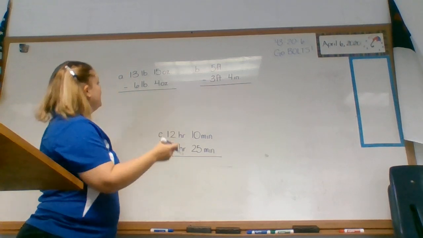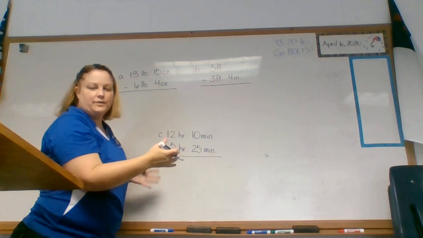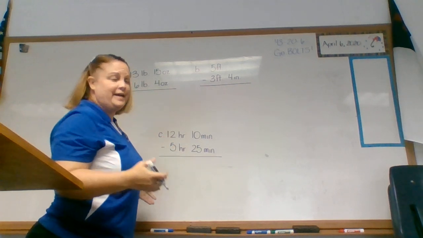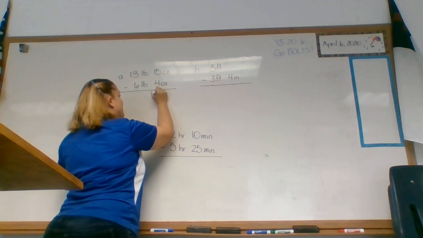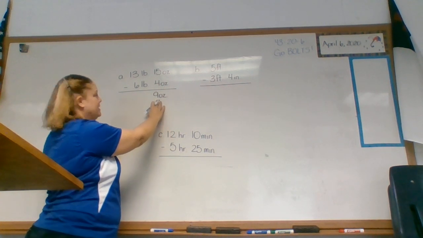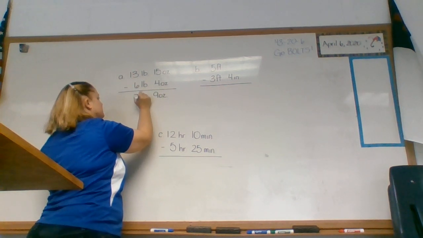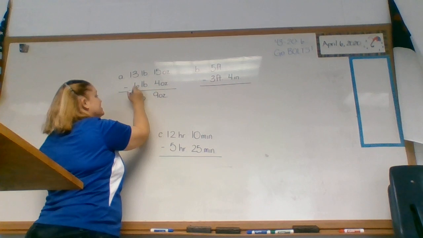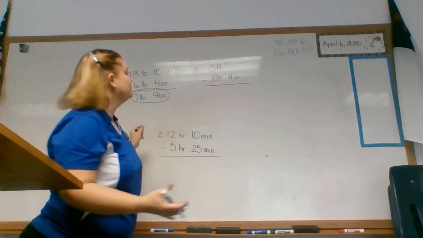Let's go. And notice when we're subtracting here, I don't have to borrow. I told you that's not always going to be the case. 15 ounces is greater than 4 ounces, so we can just subtract 9 ounces. It's obviously not enough to convert to any pounds. And then we could subtract 13 minus 6 and get 7 pounds, 9 ounces. We didn't have to borrow here.